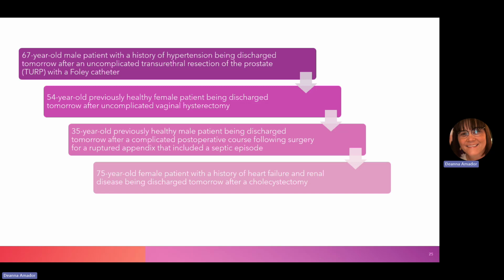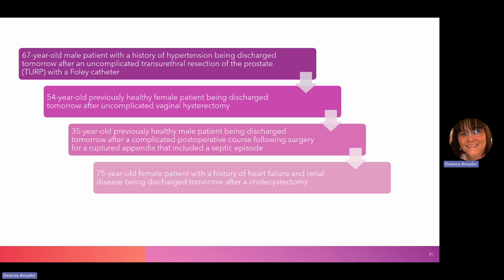Then for the third one, a 67-year-old male patient being discharged tomorrow after an uncomplicated transurethral resection, or a TURP, with a Foley catheter will need follow-up and teaching about the Foley, but the discharge should be uncomplicated. And then the last one was the 54-year-old female patient being discharged tomorrow after uncomplicated vaginal hysterectomy will need teaching and follow-up, but the plan should be straightforward.